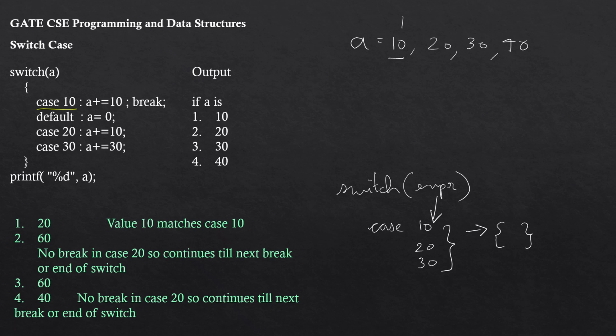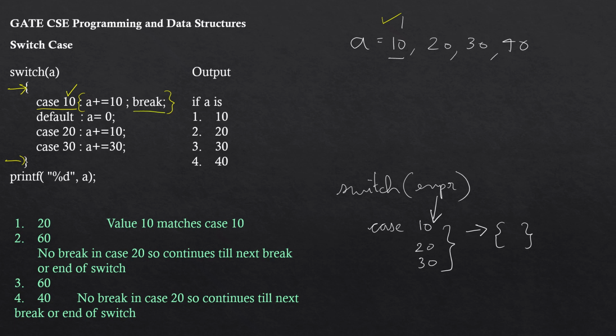Case 10. When it enters the switch block, the first case says case 10. It checks if the value is 10. Both are the same, yes. So now we do the set of statements: A plus equal to 10, A becomes 20. Now break.